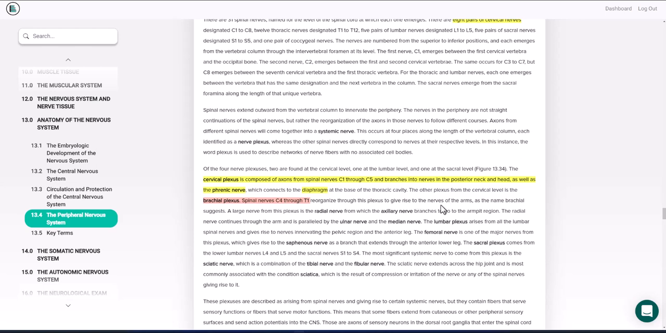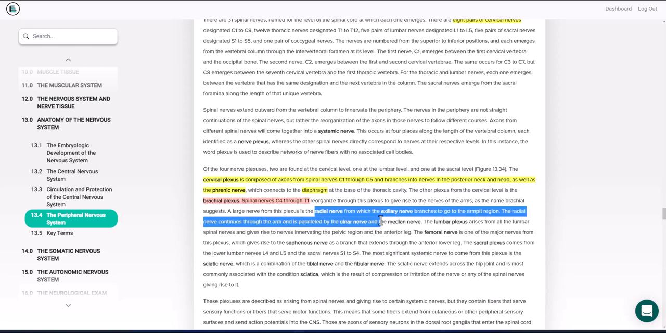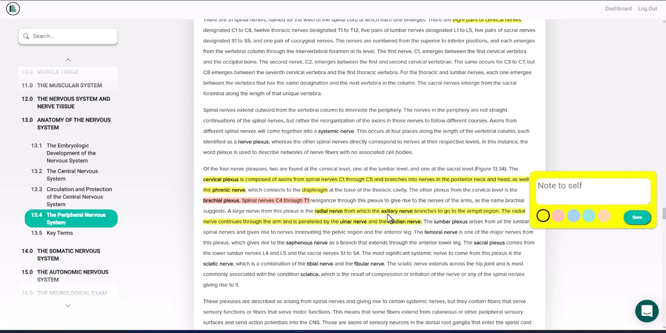And in lab, you'll be learning these nerves, the radial nerve, the axillary nerve, the ulnar nerve, the median nerve, okay? And there's one more, the musculocutaneous nerve. And you'll be learning those nerves. They all come, those five nerves come from this brachial plexus. Then there's a lumbar plexus. As the name suggests, it's down from the lumbar region.